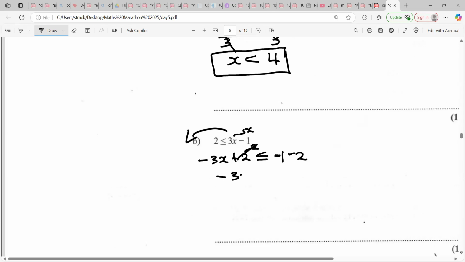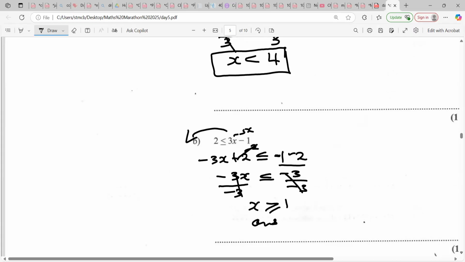It will be minus 3x. Both of these are negative, so we add them. Guys, don't change the sign to an equal sign. Make sure you have the less than or equal sign. And of course, I now divide by negative 3, so I have to turn the sign around now, right? So x is greater than or equal to 1.